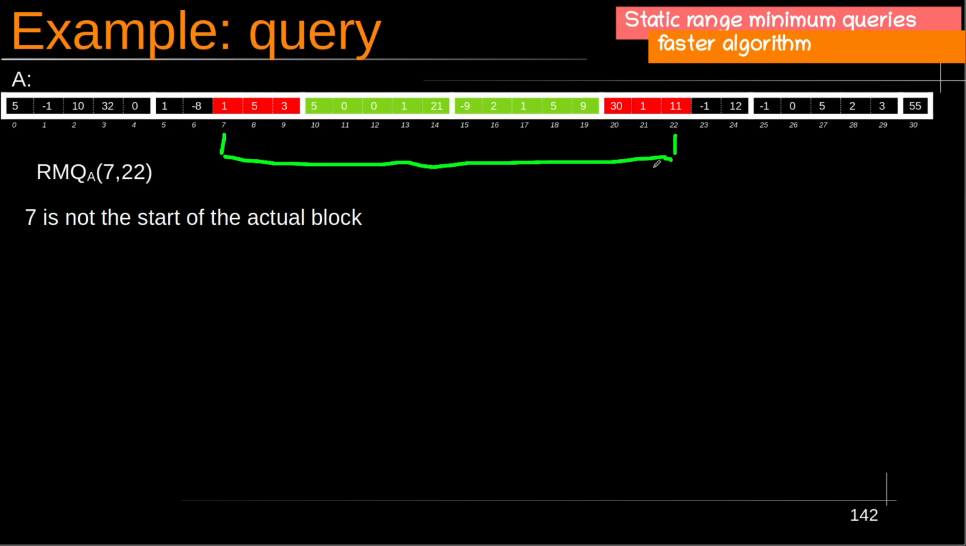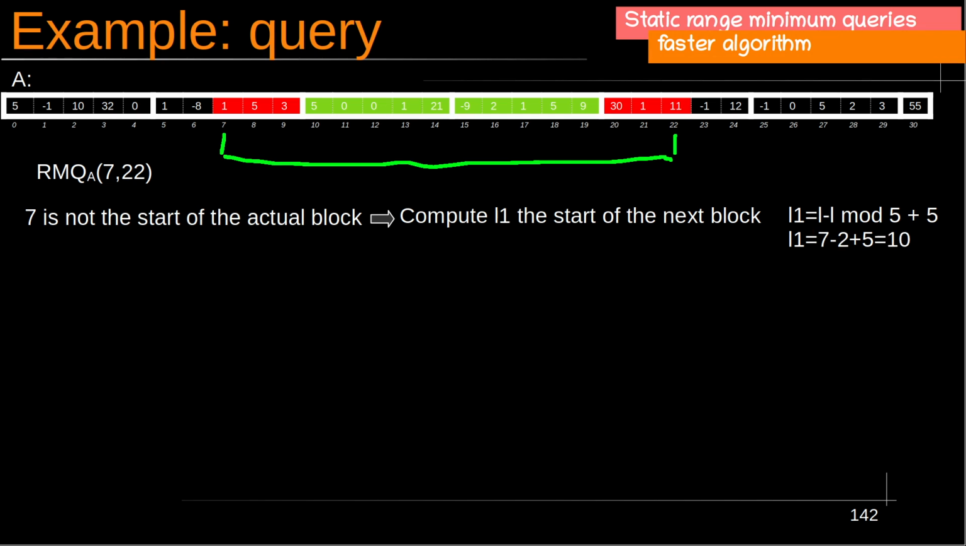So 7 is not the start of the actual block on the left. So we have to compute the start of the next block, which is L1. As we have seen, L1 is equal to L minus L modulo 5 plus 5. Here 5 is the block size, which we call BS. So 7 minus 2, because 7 modulo 5 is equal to 2, plus 5 will give me 10. 10, as you see here, is the start of the next block from the left.